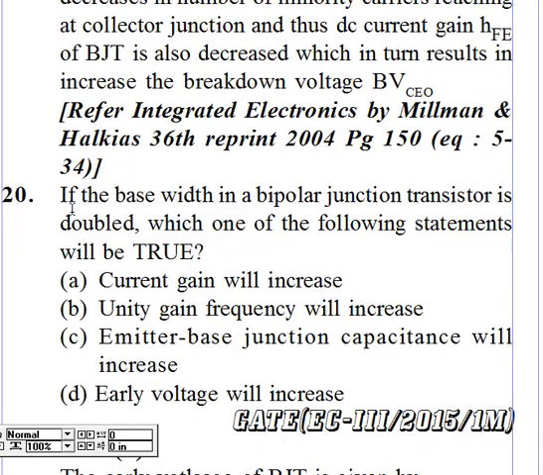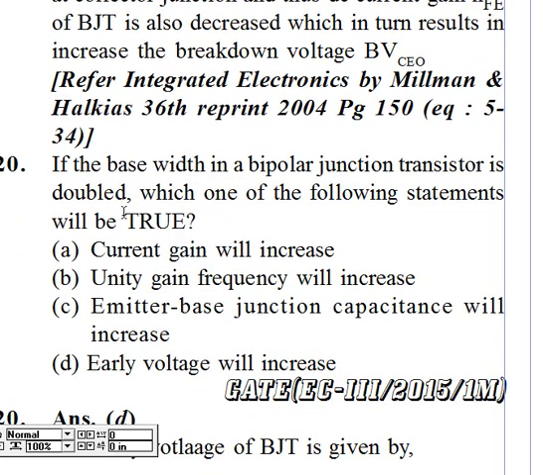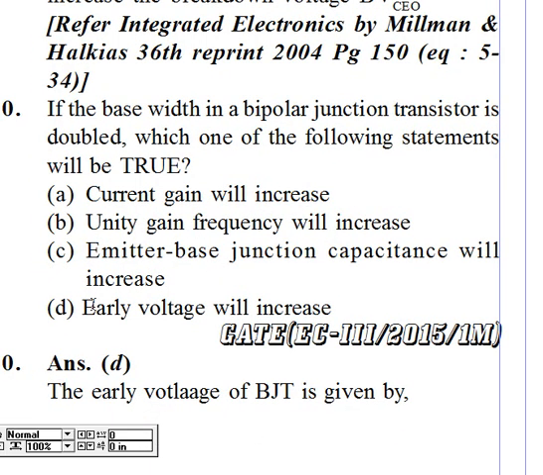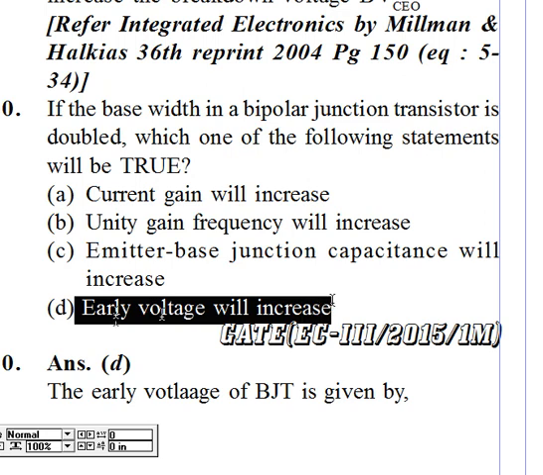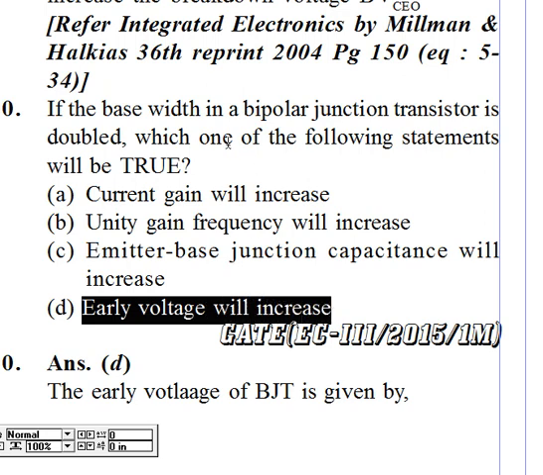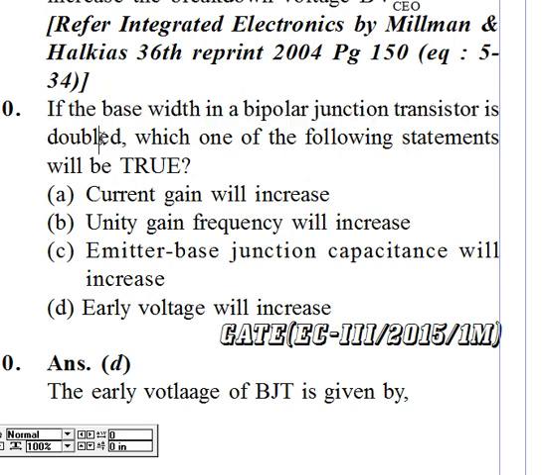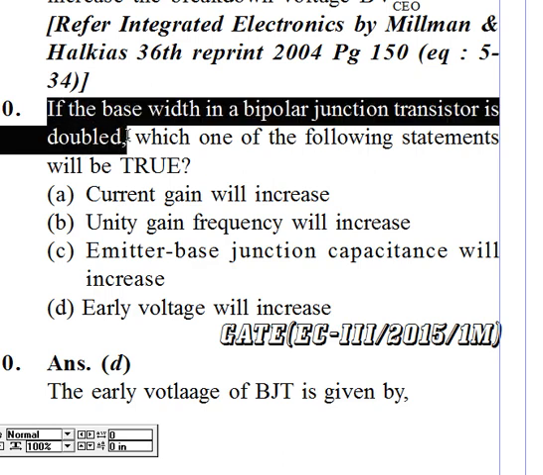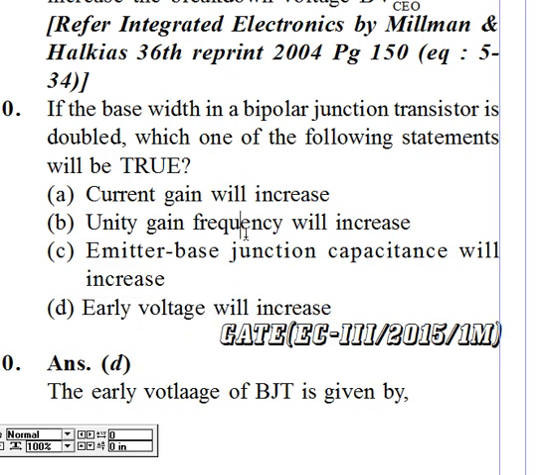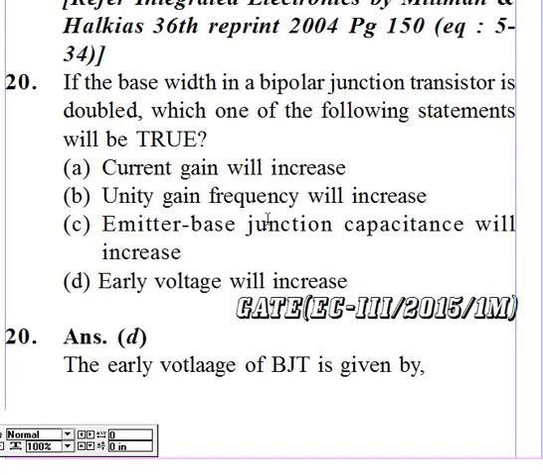Next question: if base width in a BJT transistor is doubled, current gain will increase? No. Unity gain frequency, we have not discussed. Early voltage will increase. Why? Because when you increase the base width, so increase in base width will result in increase in base current, but definitely the width of the base will increase, so more voltage will be required for the early effect. So the answer will be D simply, because when you increase the base width, that means more voltage will be required for covering the base region by the depletion layer.